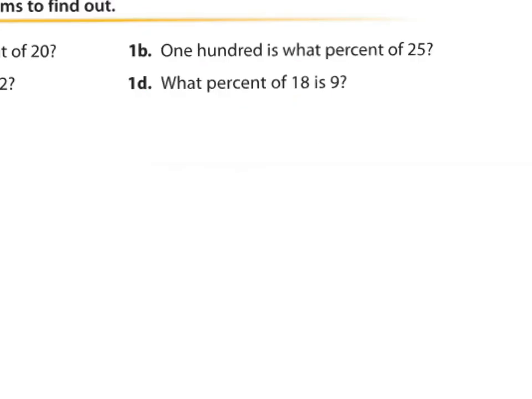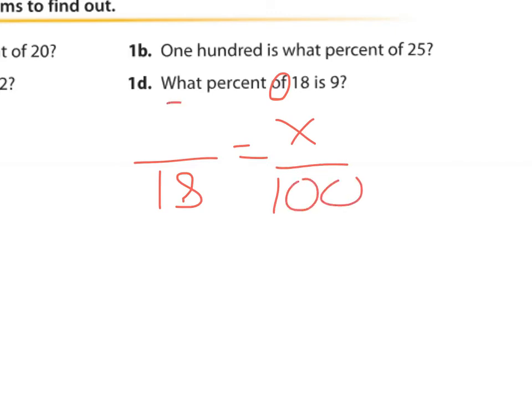And finally, what percent of 18 is 9? So of 18, I already know that 18 is on the bottom because it says of, which means out of, and is 9. So they're looking for what percent? Do you see that? What percent? So I would write the what on the top. That's what we're looking for. What percent per 100? And 9 is, so 9.